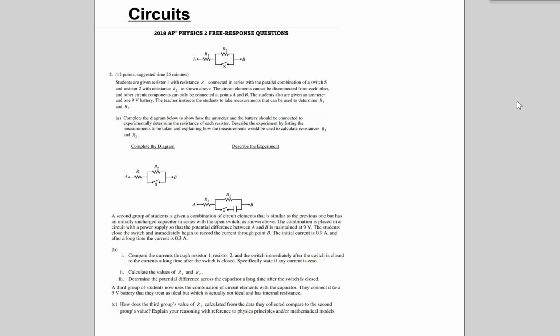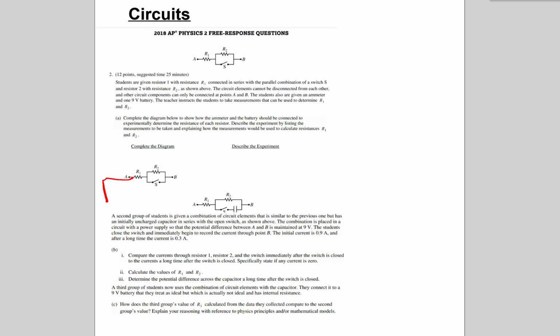All right, here's another one. Students are given resistor 1 with resistance R1 connected in series with the parallel combination of switch S and resistor 2 with resistance R2. The circuit elements cannot be disconnected from each other, and other circuit components can only be connected at points A and B. Students are given an ammeter and a 9-volt battery. The teacher instructs the students to take measurements that can be used to determine R1 and R2. So complete the diagram below to show how the ammeter and battery should be connected to experimentally determine the resistance of each resistor. Okay, so let's draw it right here.